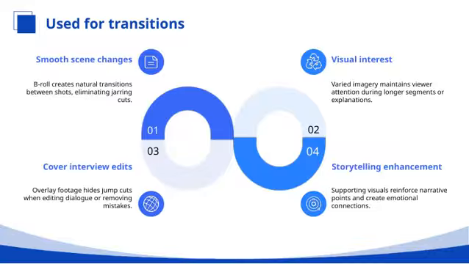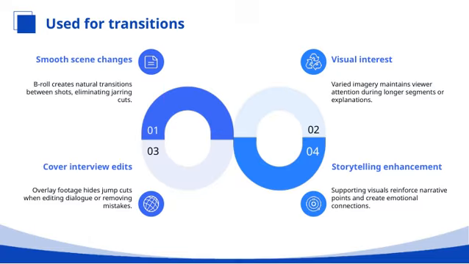Used for transitions, these techniques help create a seamless flow between scenes. When we use B-roll, it makes scene changes feel natural and smooth, so viewers aren't jolted by abrupt cuts. It's also great for covering interview edits. Overlay footage can hide jump cuts when editing dialogue or fixing mistakes, keeping the story flowing seamlessly.